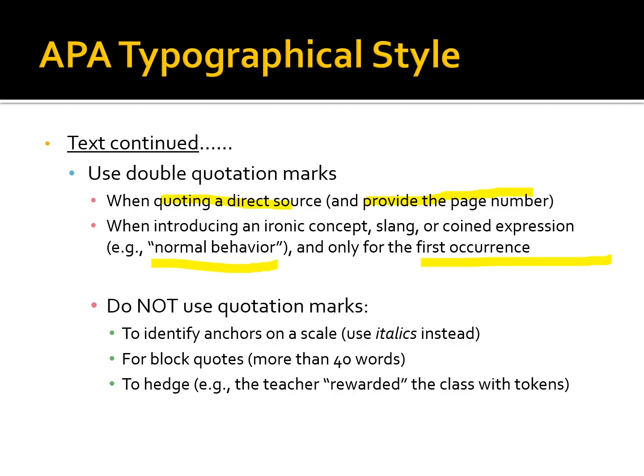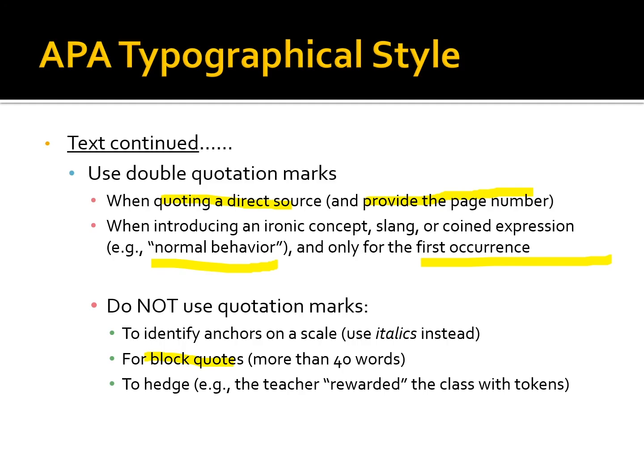Do not use double quotation marks to identify anchors on a scale. So for instance, let's say you're talking about a Likert scale that goes from 0 to 5. You may type the scale ranged from 0, and then let's say you want to describe that 0 means disagree, to 5, and 5 maybe means strongly agree. So your inclination might be to put 0 and then in quotation marks disagree to 5 and then in quotation marks strongly agree. Don't do that. What you do instead is you use italics. So you would say the scale ranged from 0 and then in brackets you would put disagree, and that would be italicized, to 5, and then in brackets you would put strongly agree, and that would be italicized. So do not use quotation marks to identify anchors on a scale.